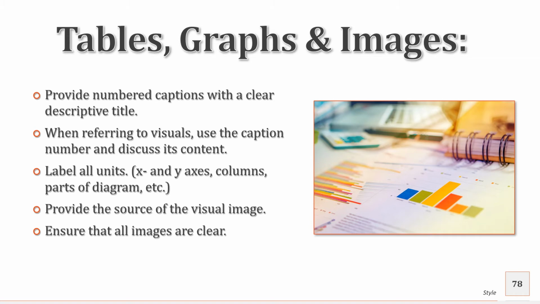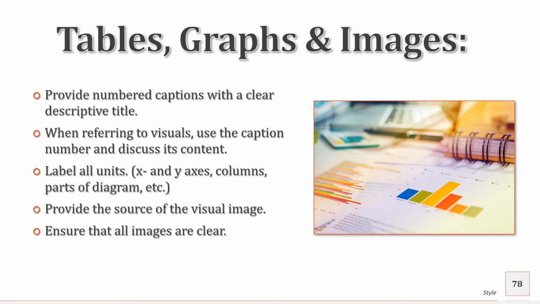Now, next up we have adding tables, graphs, and images. In your academic writing, it is often necessary to include some visuals to support your writing or to illustrate some facts. Now, some things that you should keep in mind when you want to use these visuals. Always provide numbered captions with a clear descriptive title. This means you should give your graph or your image or the table you are using a name. Now we will further discuss how you should name these.